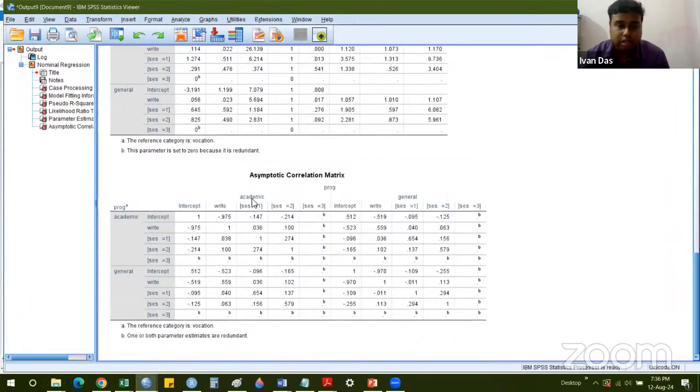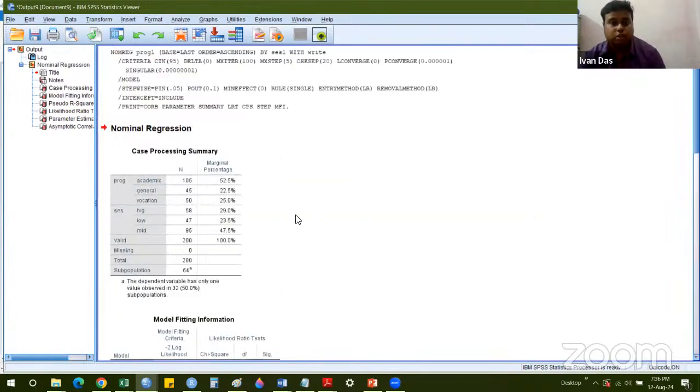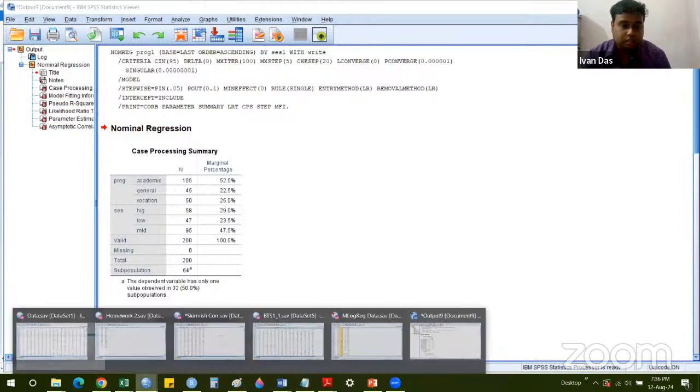Okay. The asymptotic correlation matrix is given over here. You can look for it, because it is a nominal correlation. It will help you understand the different correlation across the two different groups, the academic and the general, with respect to the reference one, that is vocation. So if you want, you can use this non-parametric correlation matrix and add it to your paper. The next thing that I will show you is here. Okay.